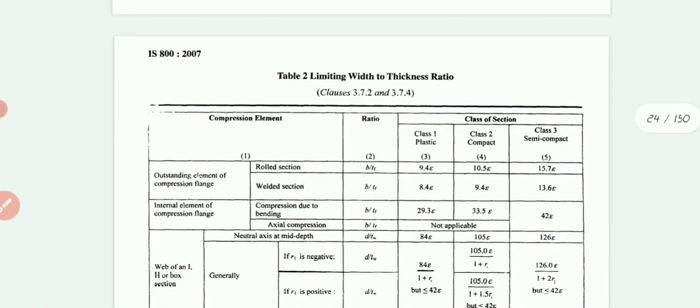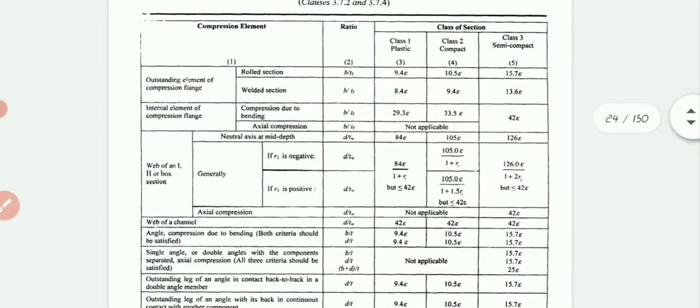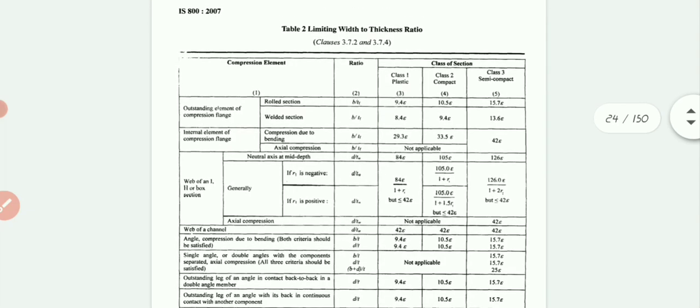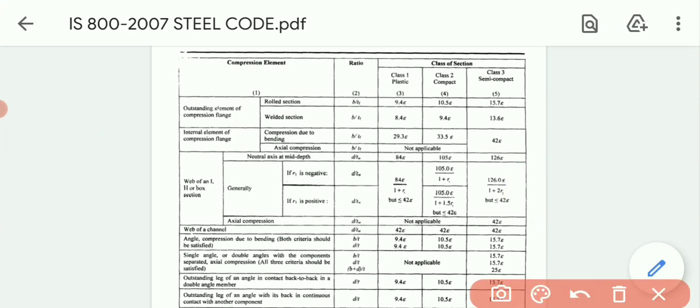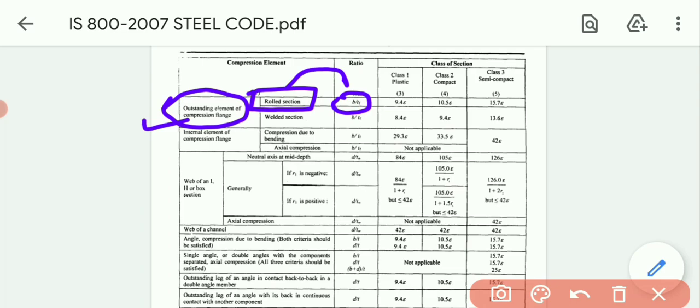Over here you can see table number 2. Both flange and web conditions are given here. There are three kinds of sections, which we have already studied in the elementary structural design subject: class 1 plastic, class 2 compact, and class 3 semi-compact. Right now we are concerned about the plastic class, so we will see class 1. First, the outstanding element of compression flange. This is the condition of the flange. The condition is the ratio B by TF for a roll section. We have selected the roll section. Now for plastic, the condition is B by TF of 9.4.